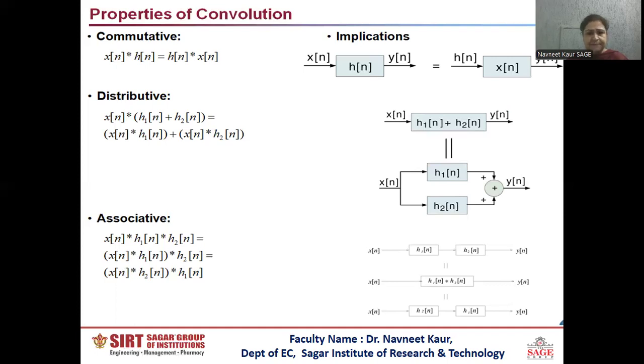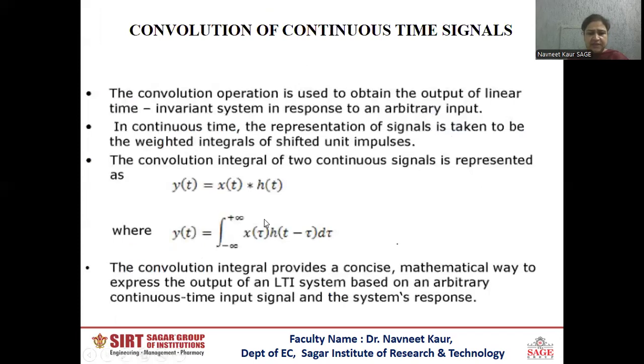Now, coming to the convolution of continuous time signal. Similar to discrete time signal, the convolution of continuous time signal is written the same way, only the difference is that the summation is replaced by the integration and n is replaced by t. So, yt will be the integration from minus infinity to plus infinity of x tau, here k is represented by tau, ht minus tau d tau. So this will be the formula for convolution of two continuous time signals.